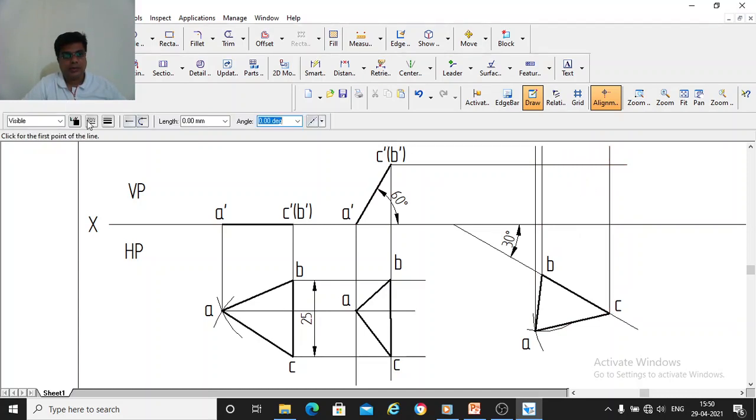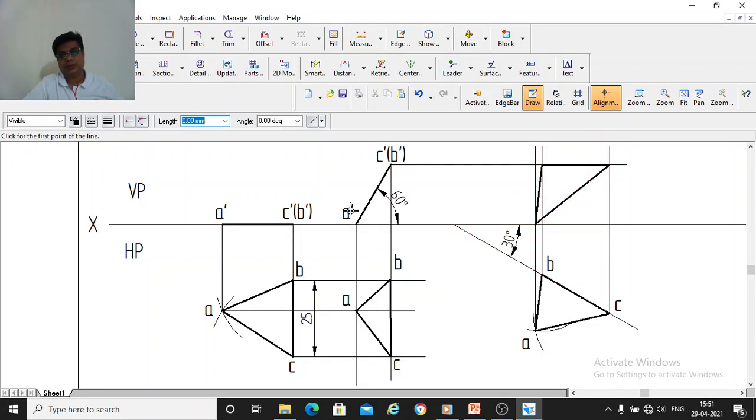So for that again take your 2B pencil, you take A and A dash, this point, this is A dash, next point is B and B dash, this is B dash, and next point is C and C dash is here, so this is C dash, and connect it to A dash, complete the triangle.